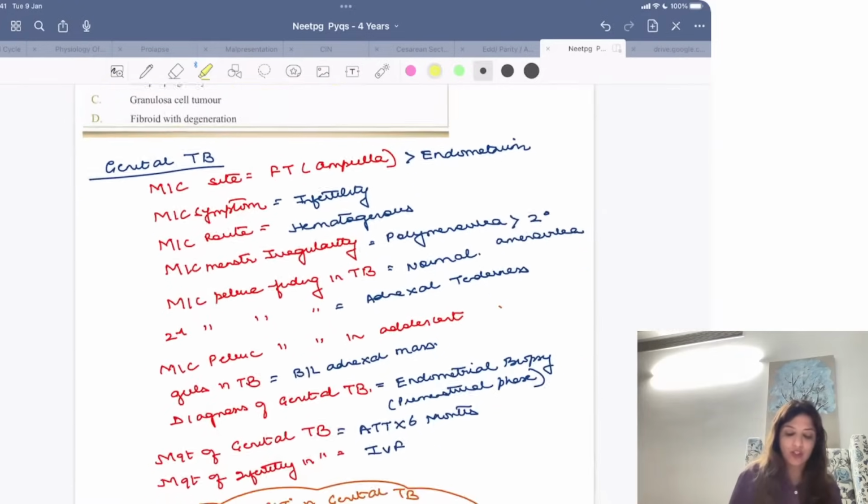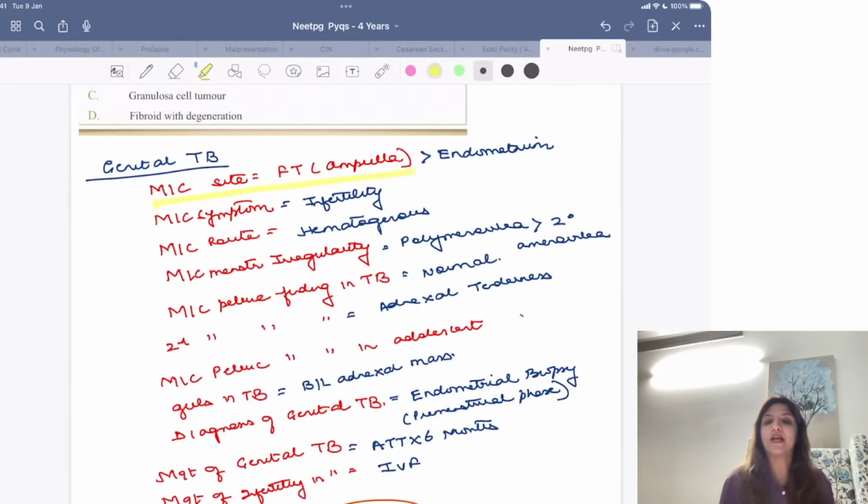So important points on genital TB. Most common site for genital TB is fallopian tube, ampulla, and the second most common site is endometrium. Most common symptom is infertility. Most common route is hematogenous. Genital TB is a secondary infection, most common primary site being lung followed by lymph node.